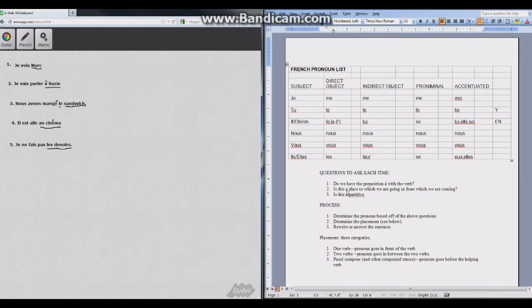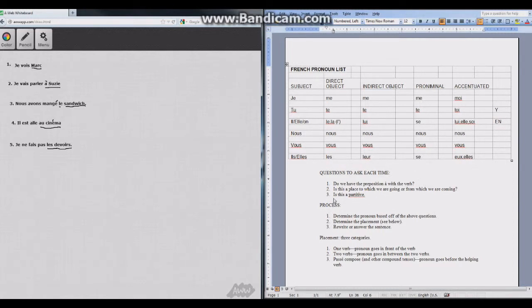If I have a place to which I'm going with à, to, at, or in, then I would use the pronoun y. If I have a place from which I'm coming, I would use the pronoun en, because y and en can never replace people. And thirdly, is this a partitive? And that should have a question mark, but that's okay. If we have a partitive, it's also going to be en.